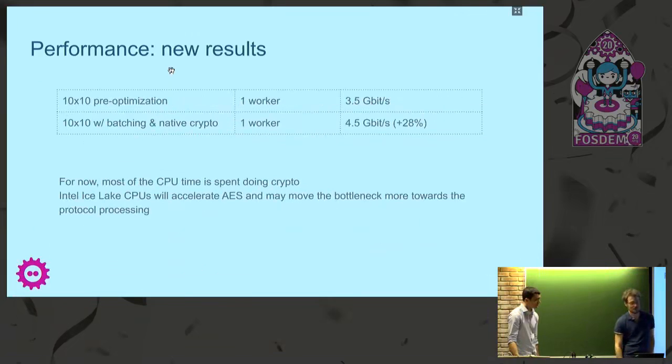And the results we're getting with this is an improvement of 30%, approximately, going up to 4.5 gigabit per second on one worker with the batching and the native crypto. And we're seeing that most of the cycles are spent in the CPU doing the crypto part. And we hope that will accelerate with newer instructions in Intel Ice Lake CPUs.